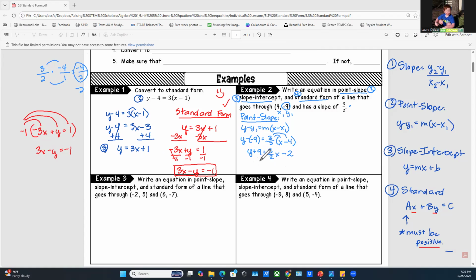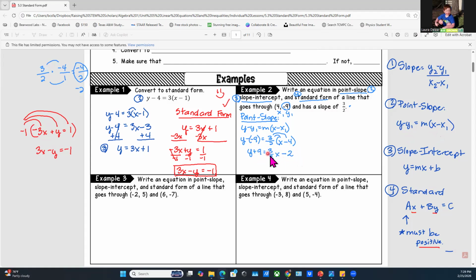Okay, so we got into point slope form. We can double check what we did. We got y plus 9, so we got the y and the y1 together. The reason it's plus 9 is because it was subtracting a negative. We got a slope times x, and minus 2. So we had all of this right here. We got it into point slope form.